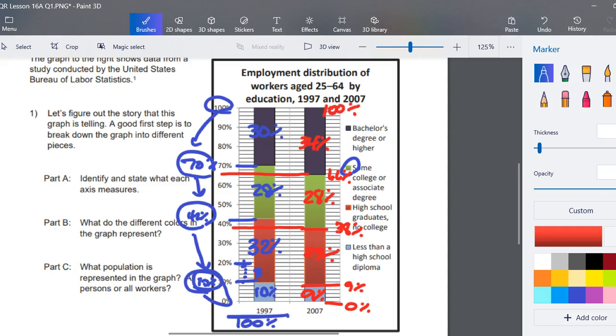And so adding these up, we've got 57. So if that's 57% plus 43%, looks like we have us 100. So we're going with it.